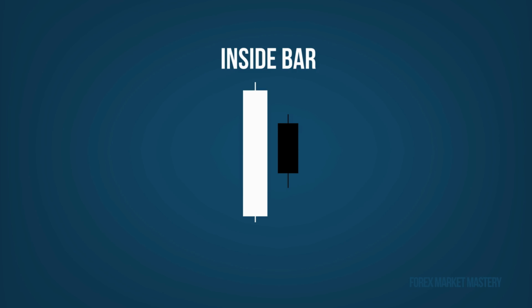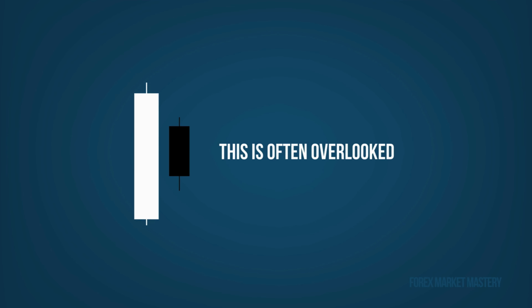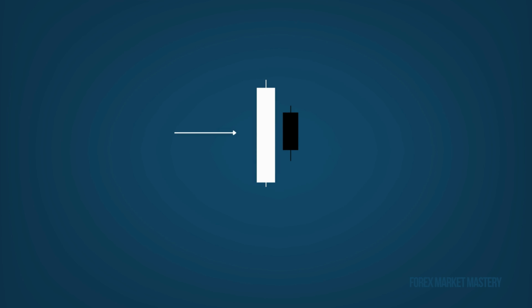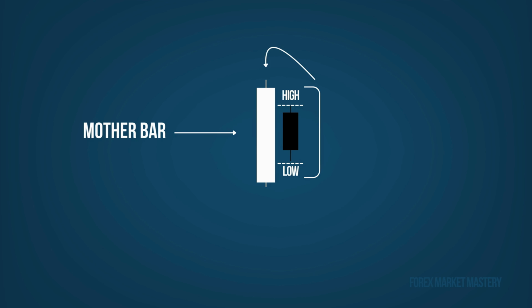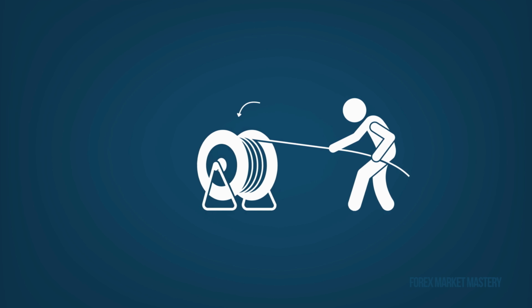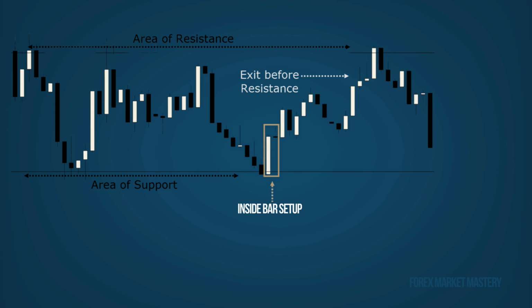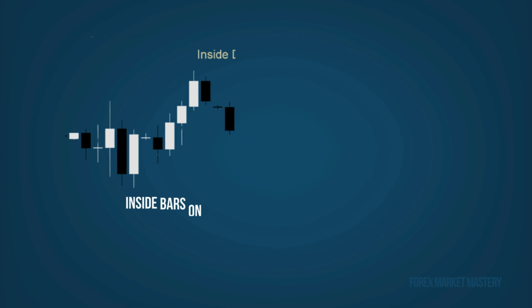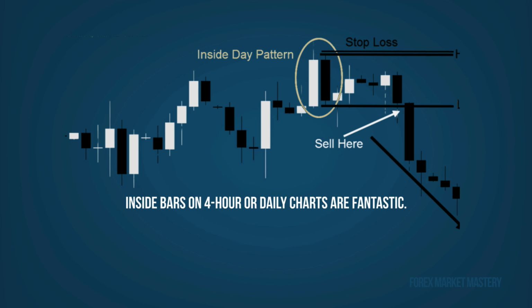Now the inside bar. This is often overlooked but incredibly powerful. You have a mother bar, and then the next candle's high and low are completely inside the previous candle's range. This shows consolidation and compression. Price is coiling. When this breaks out, especially at key levels, you often get explosive moves. In Forex, inside bars on 4-hour or daily charts are fantastic.